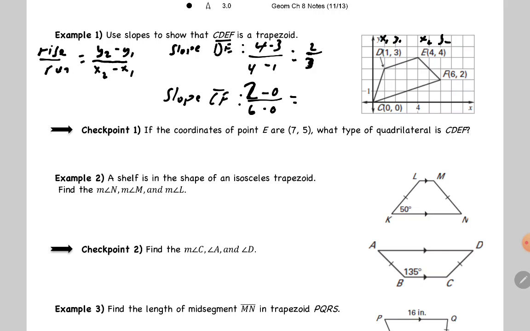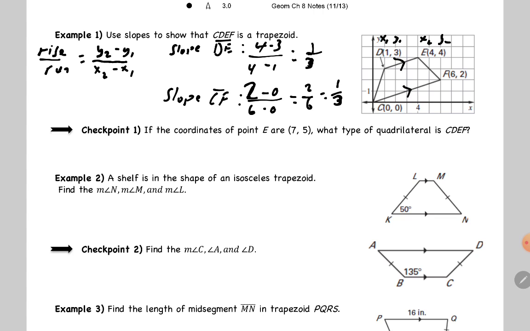And we'll get, oh, sorry, 4 minus 3 is 1. Okay, 2 minus 0 is 2, 6 minus 0 is 6, so this reduces to 1/3. So because these slopes are the same, then we know that the top base is parallel to the bottom base.